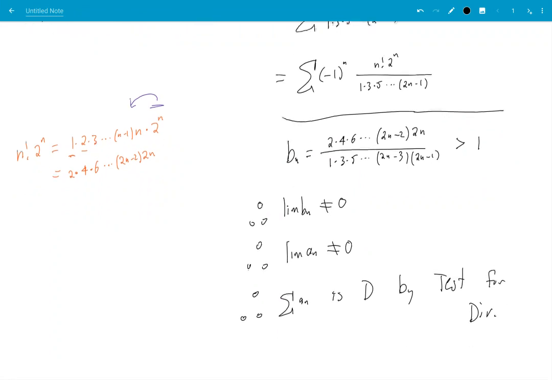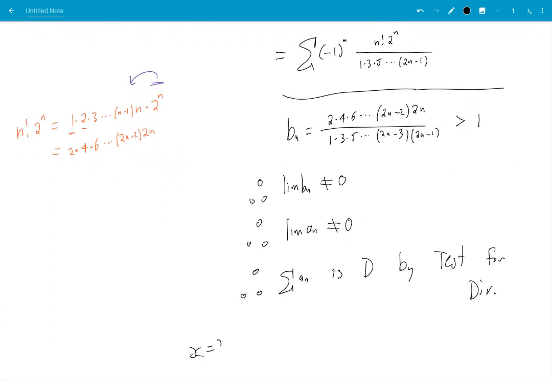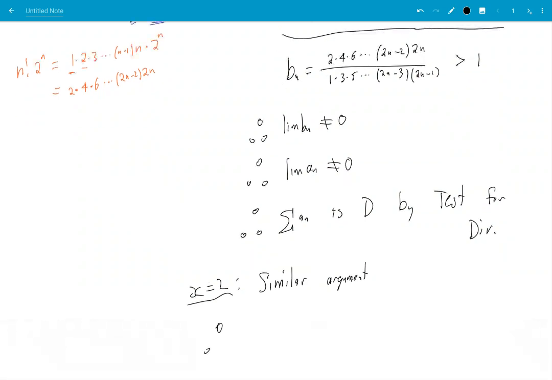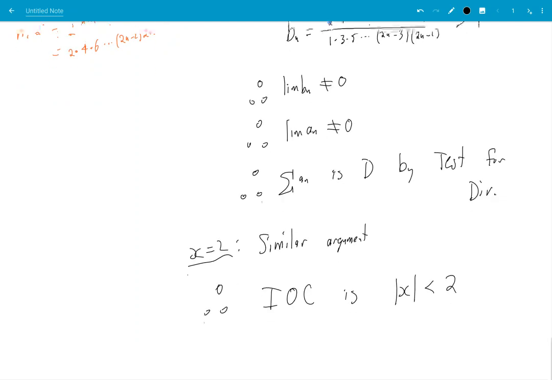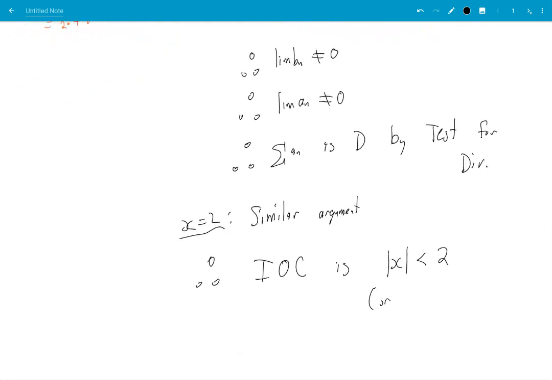And if I do x is equal to 2, that's going to be a similar argument. Okay, therefore, my interval of convergence is, I exclude the endpoints. I can also write this as or -2, excluding the endpoints.